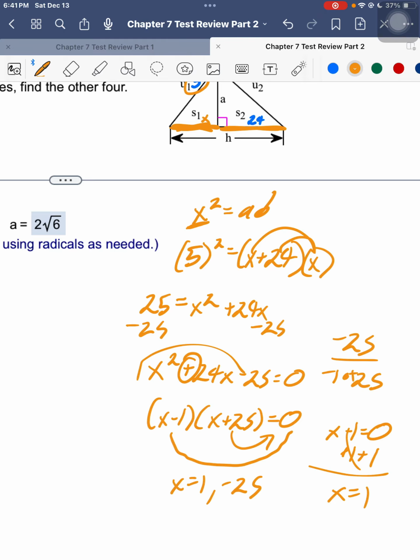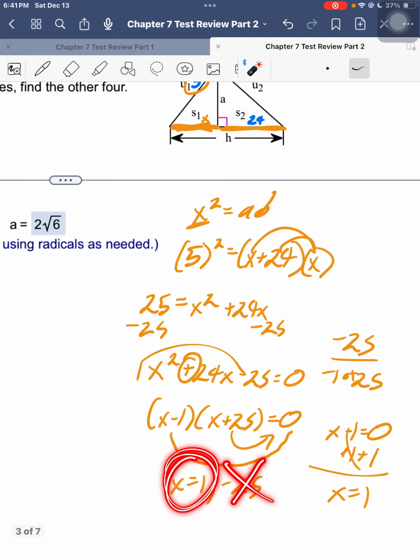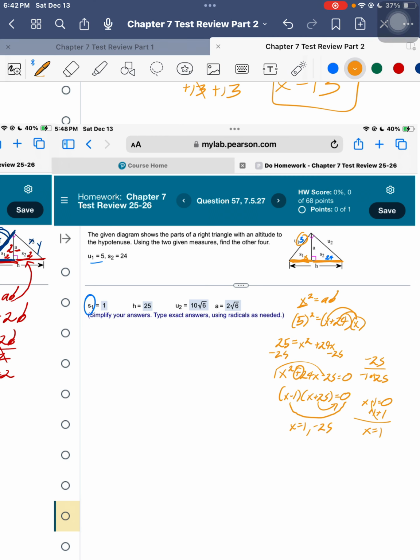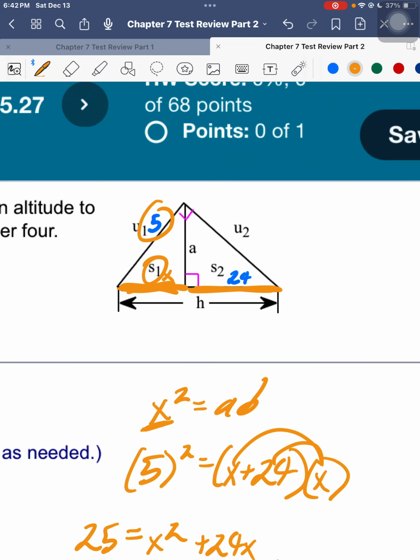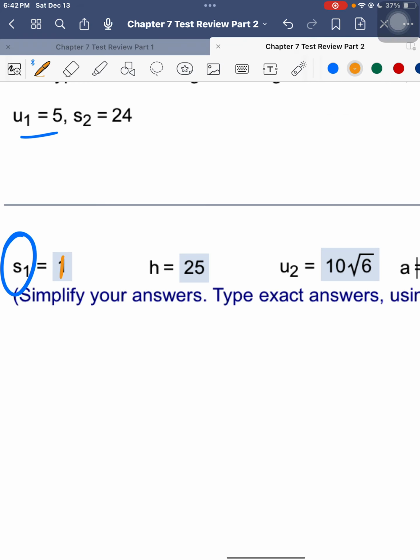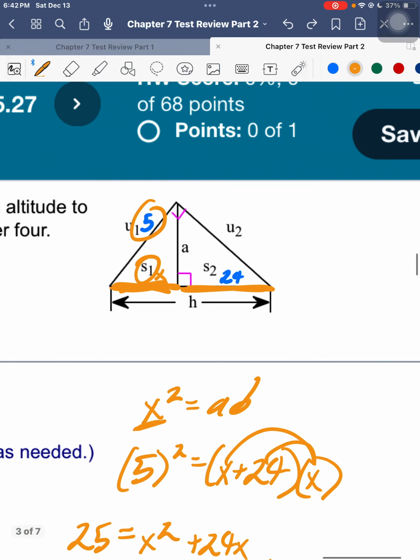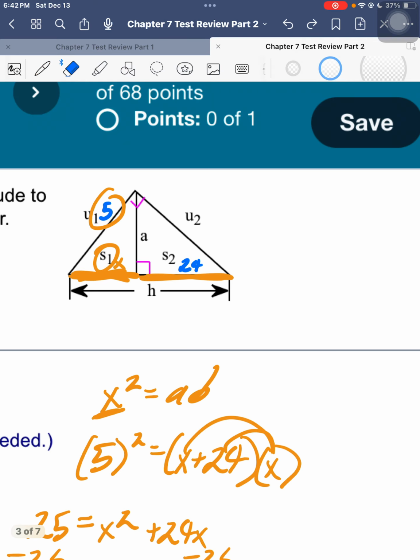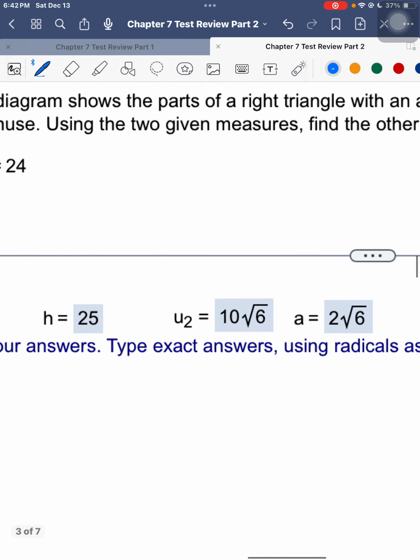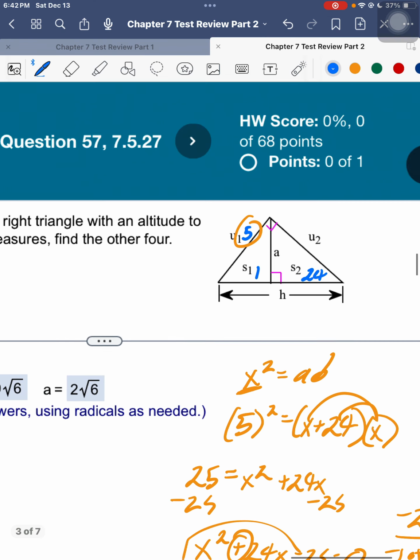But we know that my X is a distance, so it can't be negative 25. So the answer has to be 1. So my X, or my S1, is equal to 1. And now, what's my H? This X is what? 24. This X or S1 was 1. So what's the whole H? 25. What's 1 plus 24? 25. Now let's find U2.